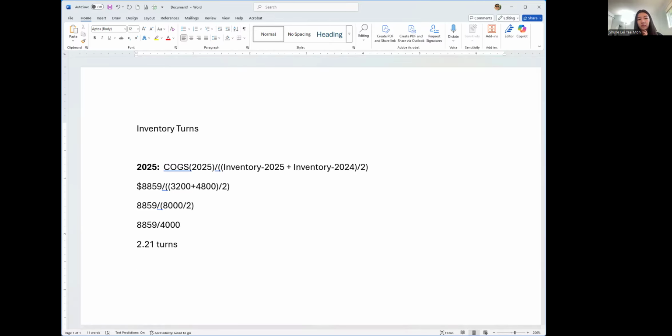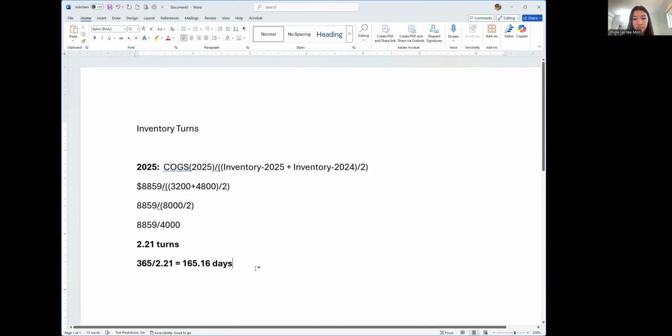But let's put it into days. So we're going to take 365 days divided by 2.21, and that's going to be 165.16 days. Think about going to that store. Basically half a year, it doesn't move. Every time you go, same inventory. It gets very boring from a customer point of view. So this would not be good inventory turns.